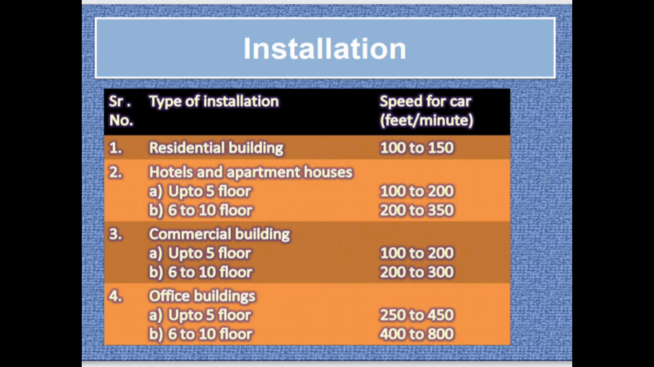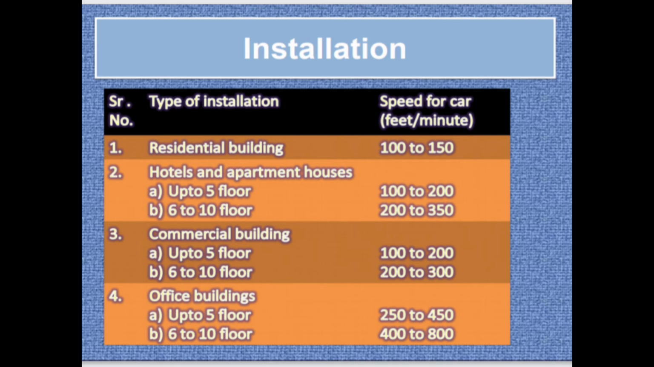Then third is commercial buildings. A is up to 5 floor, speed is 100 to 200. B is 6 to 10 floor, speed is 200 to 300. Fourth is office buildings. A is up to 5 floor, speed is 250 to 450. B is 6 to 10 floor, speed is 400 to 800. So it is all about the installation.